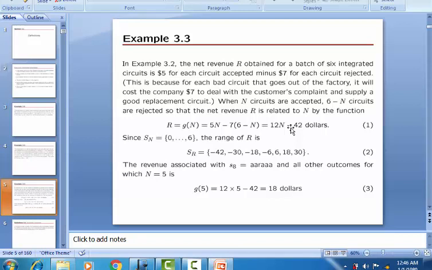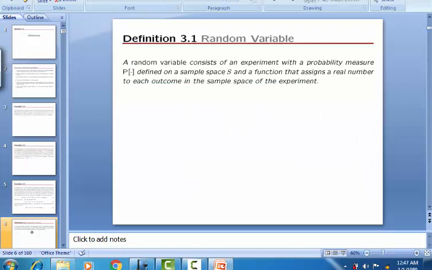Now, since n ranges from 0 to 6, we can easily calculate the range of revenue we get when we have acceptable or non-acceptable circuits. So if we put n equal to 0 here, we have minus $42. Again, when we put n equal to 1, we have minus $30. So this is the range we are getting. Similarly, the maximum revenue is $30, because this means that all the circuits are acceptable. So this is the range we get from this random variable. So that's why random variables are very useful for representation of the experiment outcomes.